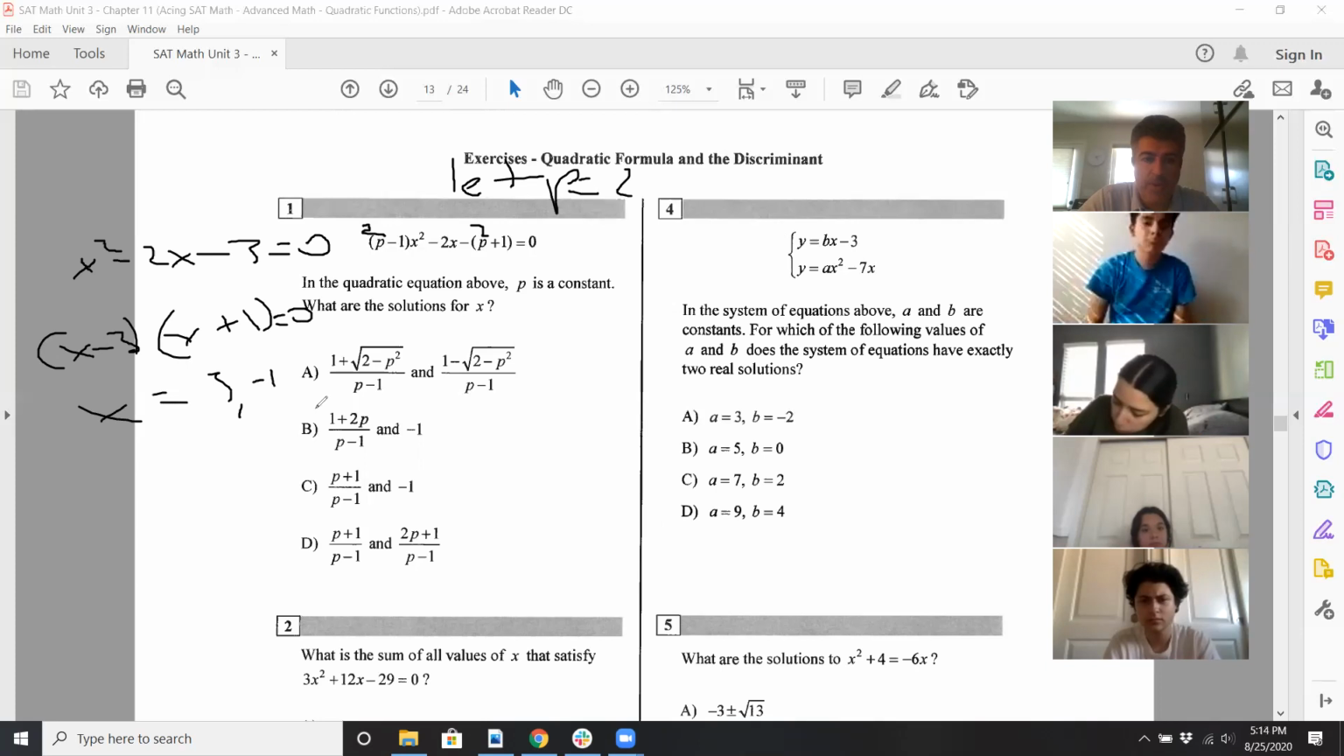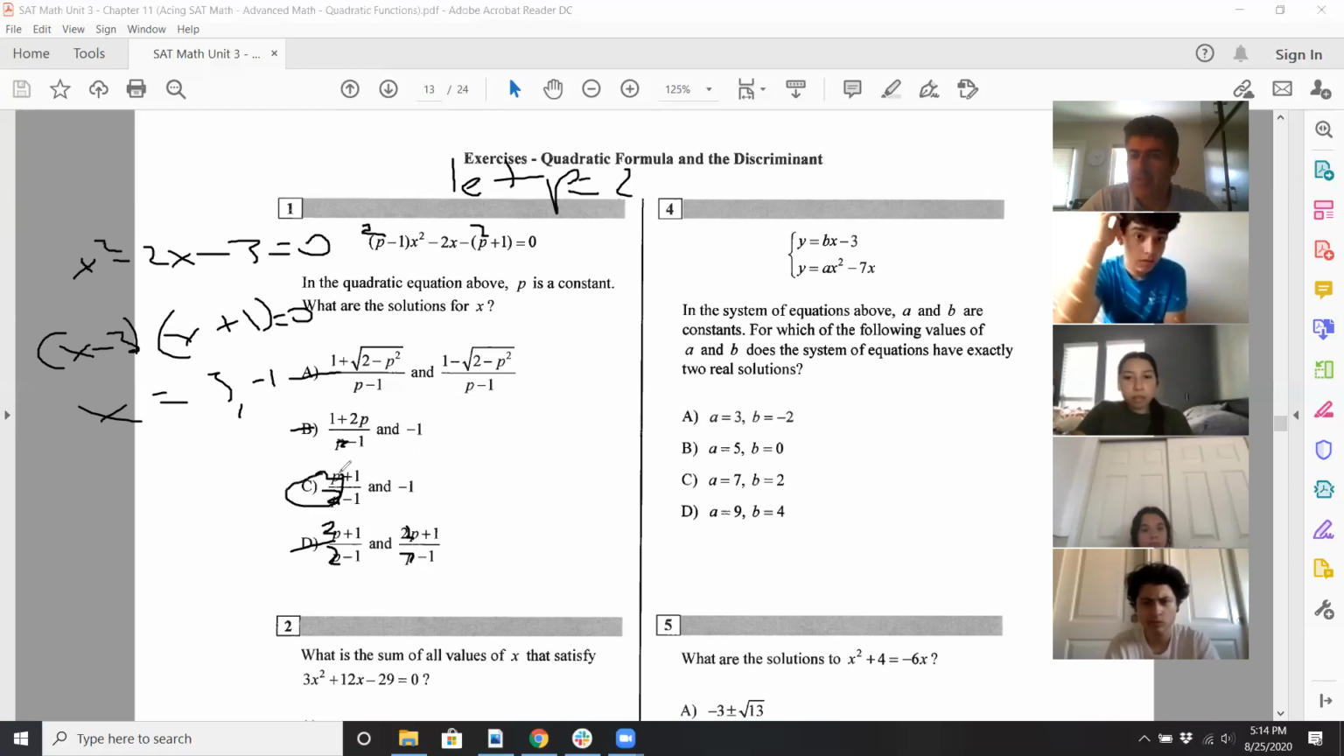Plug in 2 in each choice. I do get 3 over here and negative 1. I do get 3 here, but I get 5 over 1, so that's out. I get 5 over 1 here, that's out. And this one's just going to be a little too weird. You're doing 2 minus 4. That's not going to work for us. So the answer is going to be C.